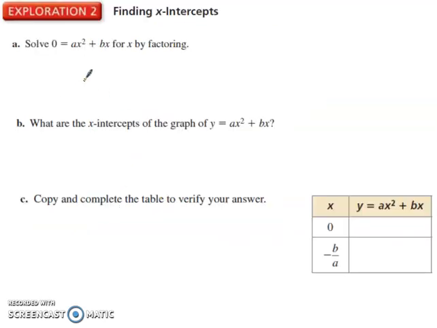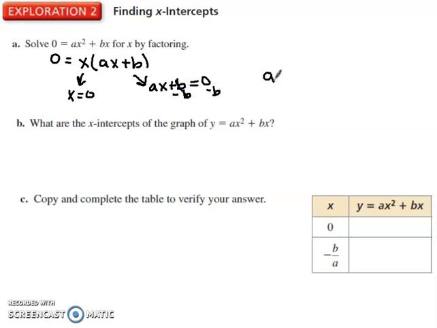Okay, we're going to move on and solve by factoring. So in order to solve, I need to factor. The GCF here is x, leaving me with ax plus b. I then solve by letting x equal 0 and by letting ax plus b equal 0. Now I'm trying to solve for x, so I need to get rid of my b, which leaves me with ax is equal to negative b. And then I divide by a, leaving me with x is equal to negative b over a.